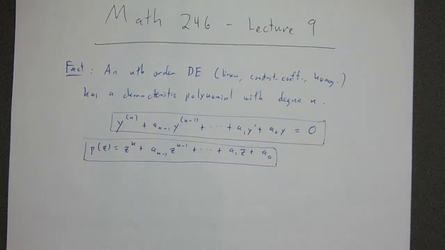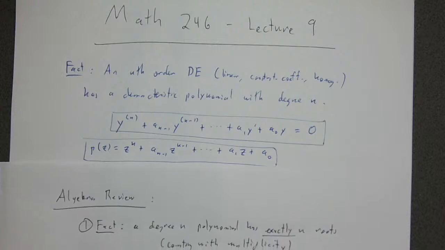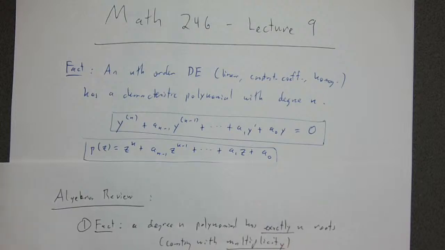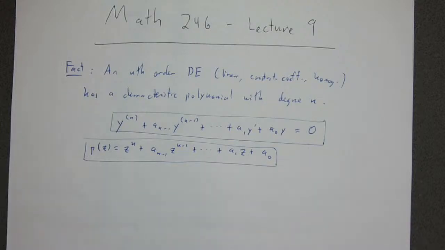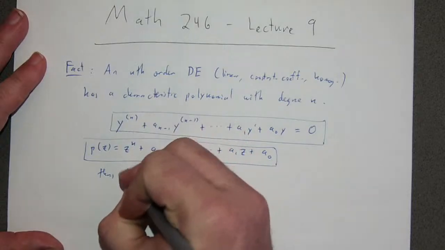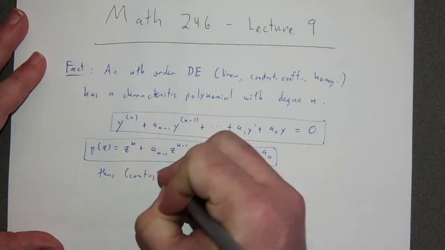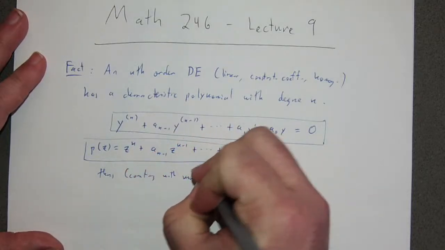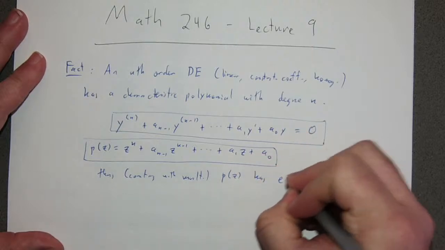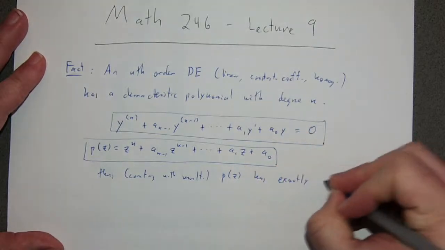Returning to this first fact, since a polynomial of degree n has exactly n roots counting with multiplicity, that means that for an nth order differential equation, there are exactly n roots to this characteristic polynomial. Thus, counting with multiplicity, P of z has exactly n roots.